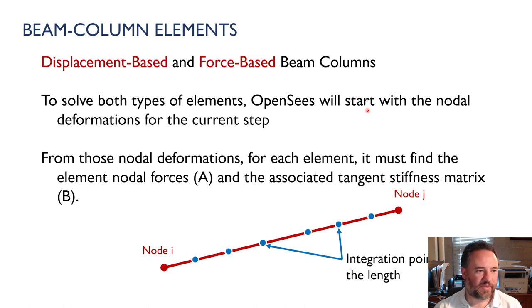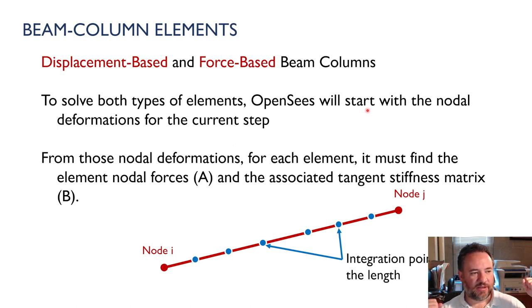Okay, so the difference between displacement-based and force-based beam columns all comes down to the assumptions that OpenSees makes when it tries to solve the forces and stiffness of that element for the next step in the analysis. For both types, the way that the analysis works is that what comes to the element is the deformation. OpenSees is keeping track of all of the deformations of all of the nodes. And how does it get those deformations? Well, it does it by doing basically what's equivalent to what we talked about before, which is like a Gaussian elimination, right?